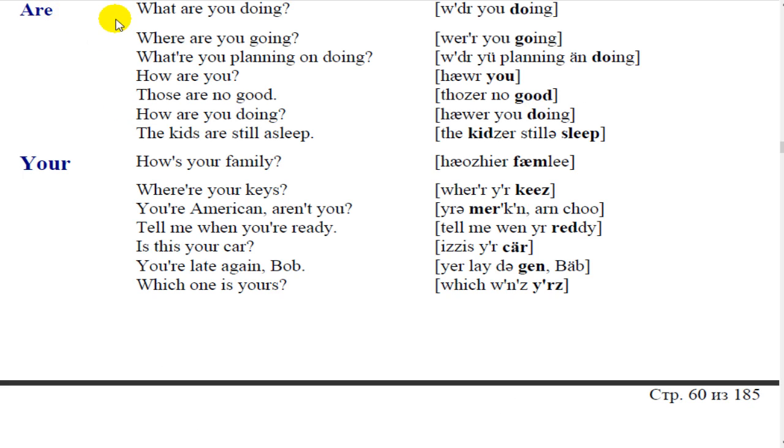What are you doing? Where are you going? What are you planning on doing? How are you? Those are no good. How are you doing? The kids are still asleep. How's your family? Where are your keys? You're American, aren't you? Tell me when you're ready. Is this your car? You're late again, Bob.